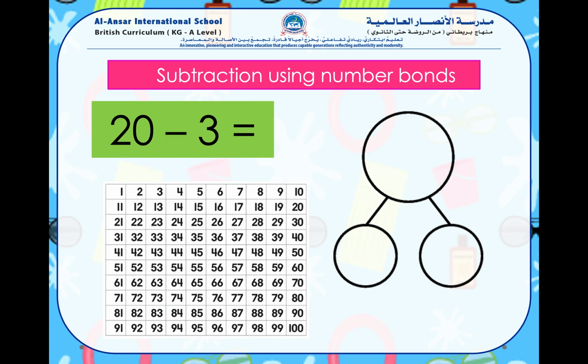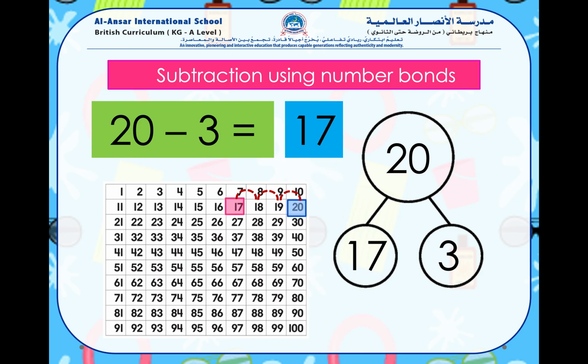Let's try this number with 20 minus 3. So we can put 20 as our whole and count 3 backwards. So we start at 20, count 1, 2, and 3 back, and we can see that 20 minus 3 equals 17. And that is how we solve subtraction using number bonds. Keep practicing this and try many on your own.